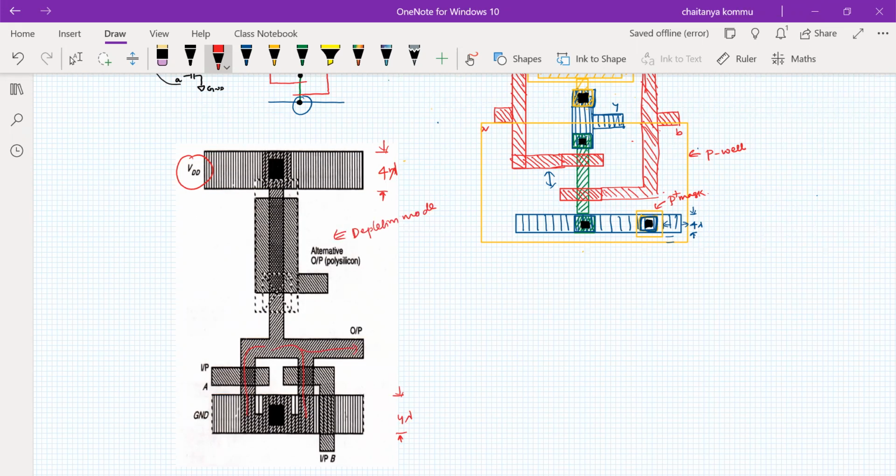One polysilicon is here, another polysilicon is here. I have shown up to this point only, but what he has done is extend the polysilicon towards the metal side. It doesn't matter. Unless you have a contact cut, the metal can cross the diffusion, and the metal can cross the polysilicon. So the polysilicon can cross the metal line. We don't find any problem. So something like this, we have a depletion mode transistor connected here, and one transistor is here, another transistor is here.